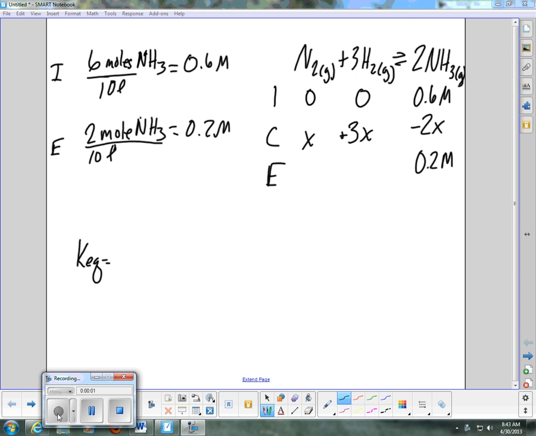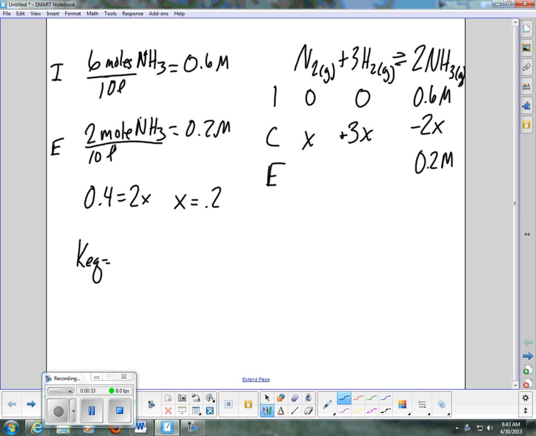Working on problem 6b. We've taken and made these into molarities, the initial and the equilibrium. We've now put up the change. So what I can do right now is this part right here lets me solve for x. The difference between 0.6 and 0.2 is what? 0.4. So I know 0.4 has to equal 2x. So what's x?